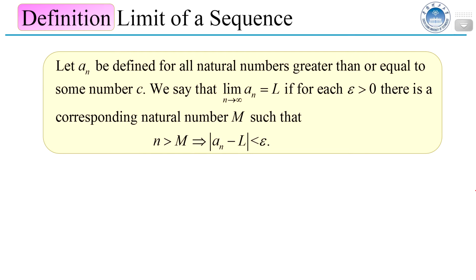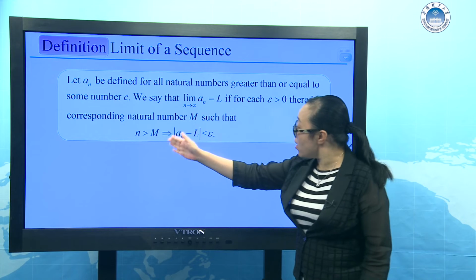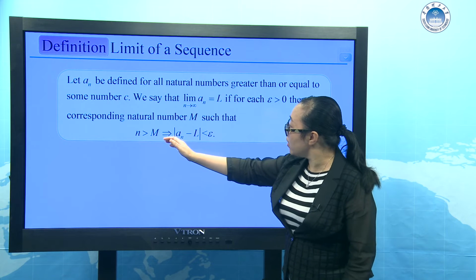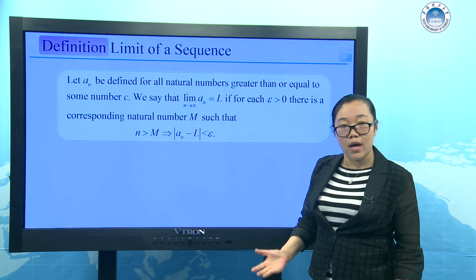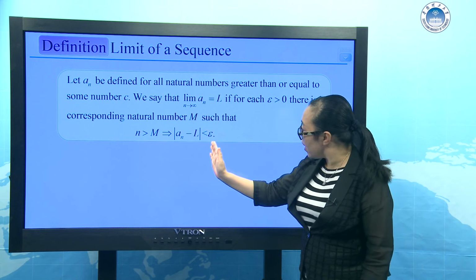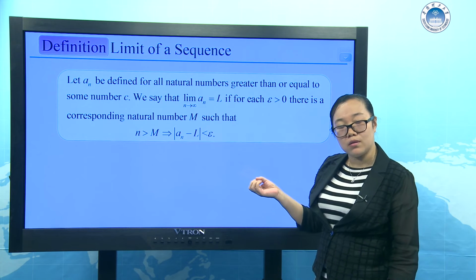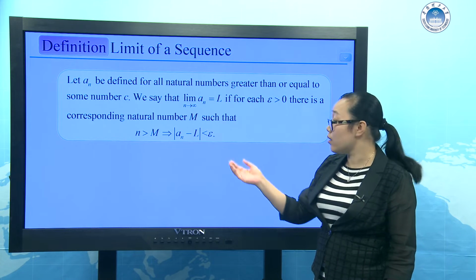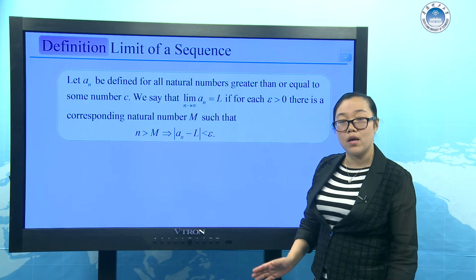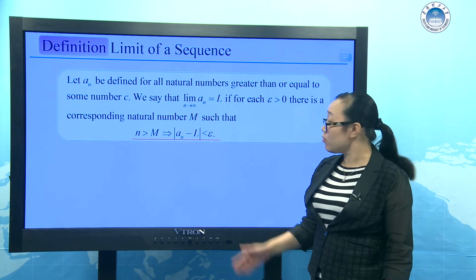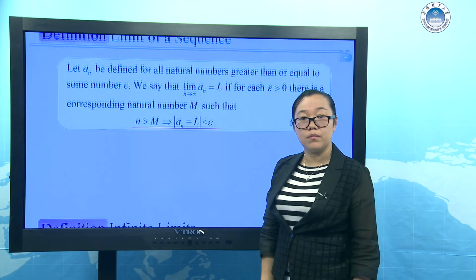If for every epsilon greater than 0, there is the corresponding natural number capital M. Why natural? Because n is an integer, so n is greater than some natural number capital M, such that the absolute value of a_n minus L is less than epsilon. This means the distance between a_n and L is as small as possible. Try to understand the expression.